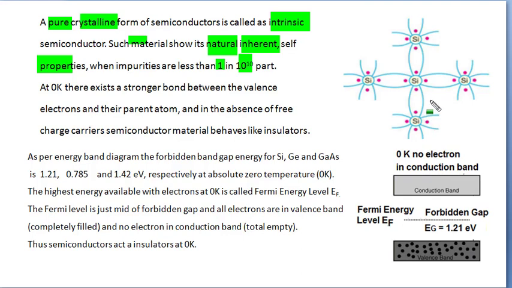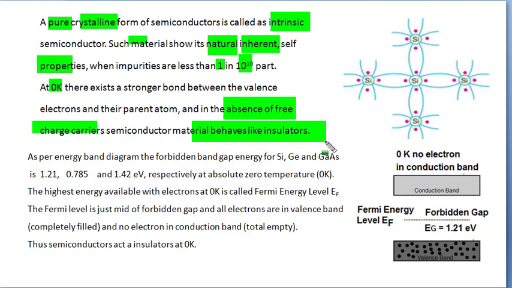If you see a silicon or germanium type semiconductor material at 0 Kelvin, you find that the electrons have very little energy and the atomic bonding is very strong, and electrons cannot leave their parent atoms. Since there is no electron away from these bonded positions, such material has an absence of free charge carriers and the material behaves like an insulator.